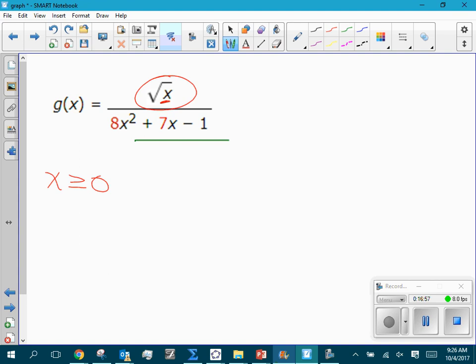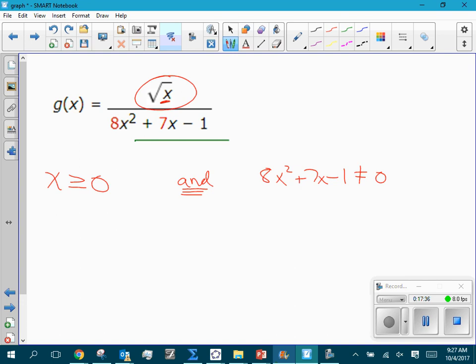Now the other issue in this problem is that if x is greater than 0, there might be division by 0 at some point. I'm not sure what number it would be off the top of my head, but we could probably plug something in here and get a 0 on the bottom, right? Maybe I plug in 2 and I multiply everything out here, and it gives me 0 here. Well, square root of 2 divided by 0 is still a problem. Does that make sense? So we need to check this thing. 8x squared plus 7x minus 1 is not allowed to be 0.